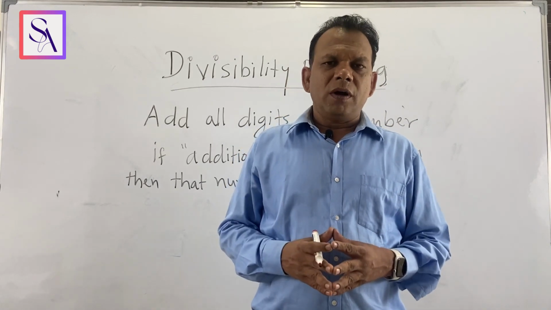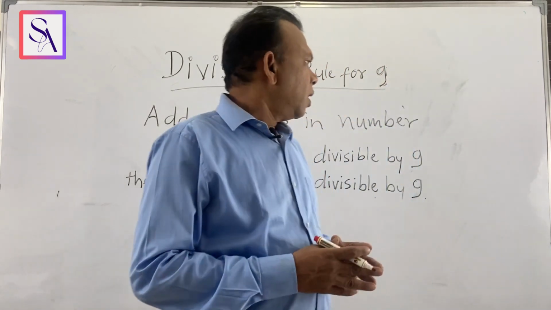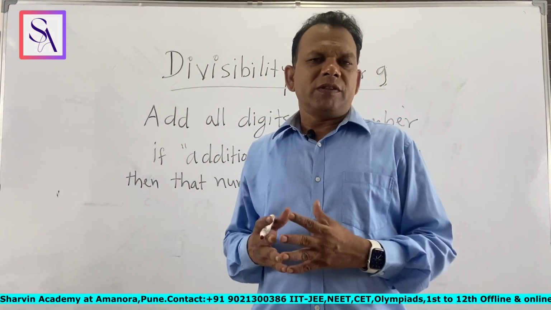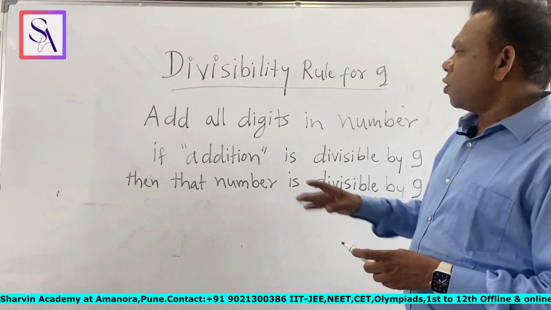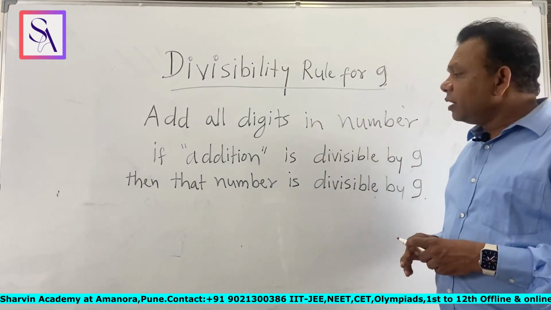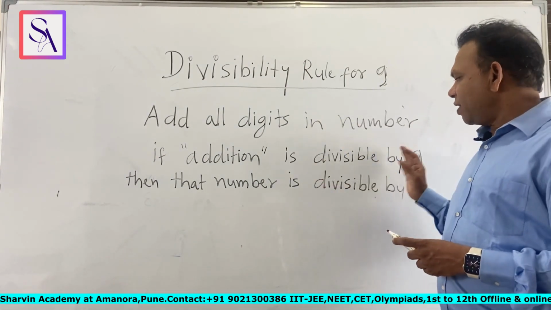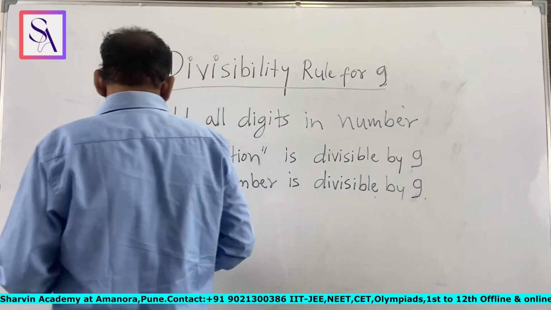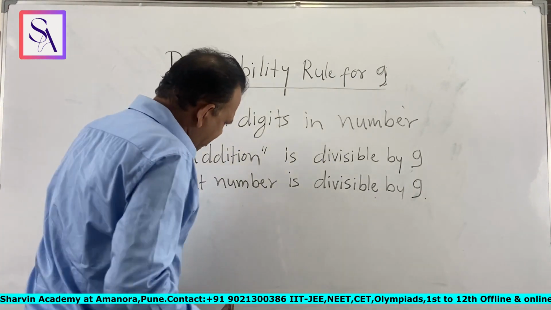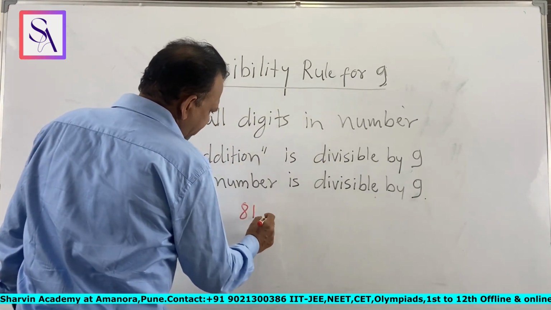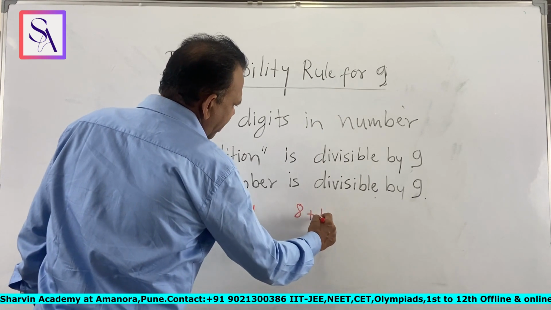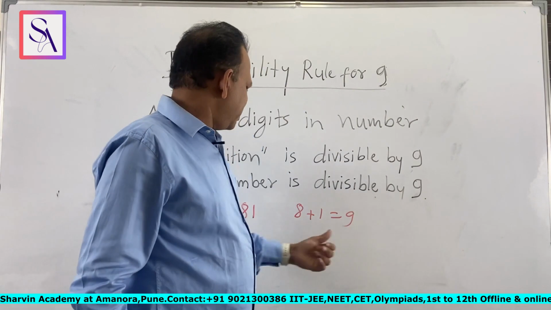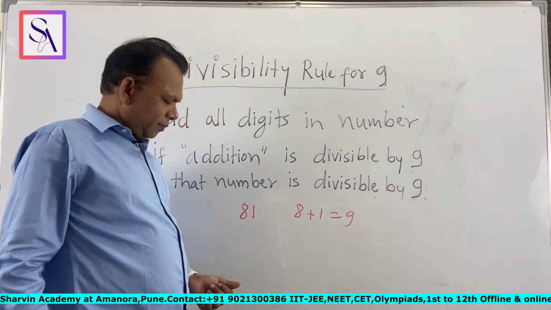Divisibility rule for 9. It is similar to the divisibility rule for 3, right? You have to add all the digits in a number, and if the addition is divisible by 9, then that number is divisible by 9. We have taken an example 81, right? In 81, 8 plus 1 is equal to 9. So 9 is divisible by 9, hence 81 is divisible by 9.